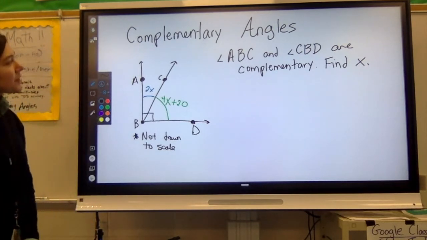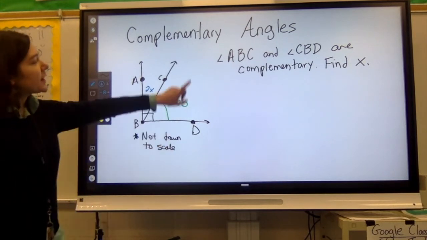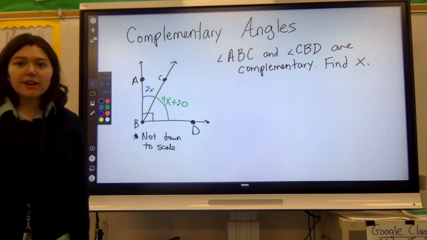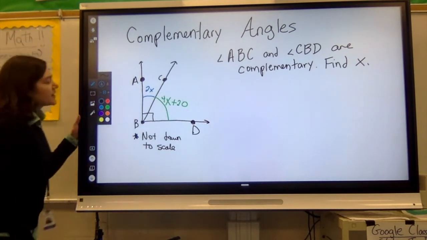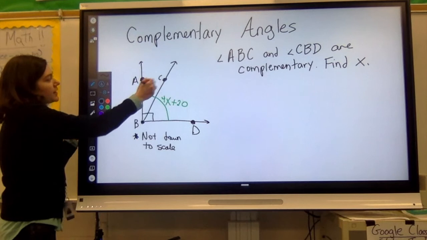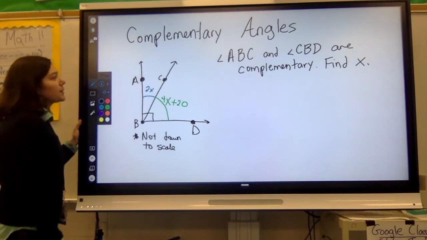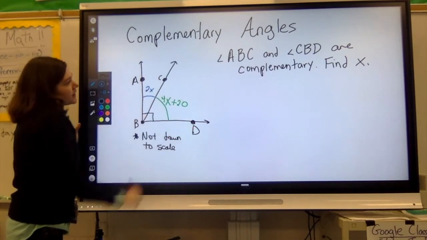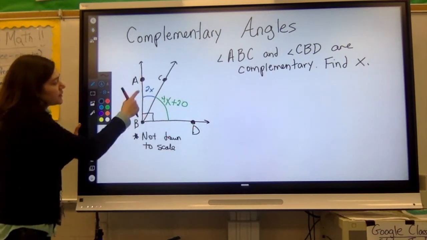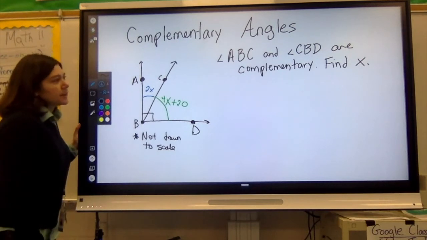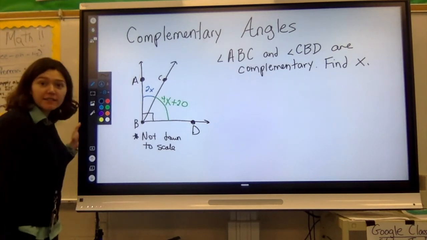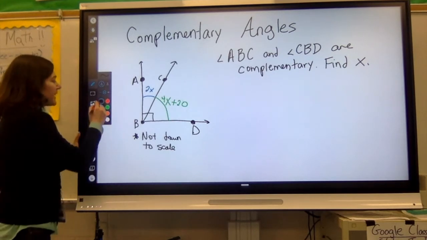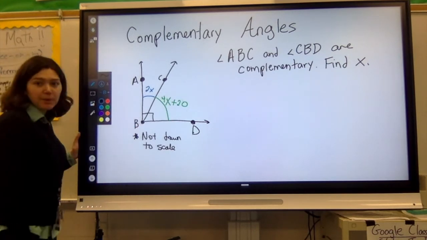So for our first example for complementary angles, we're told that angle ABC and angle CBD are complementary. Find x. Looking at my diagram, angle ABC is here. They're telling me the measure of angle ABC is 2x, and CBD is here, and the measure of CBD is 4x plus 20, and we're told to find x. It looks kind of confusing, but if we're told they're complementary, we have everything we need. We can see that from the picture too.